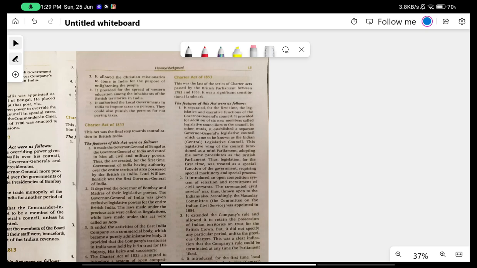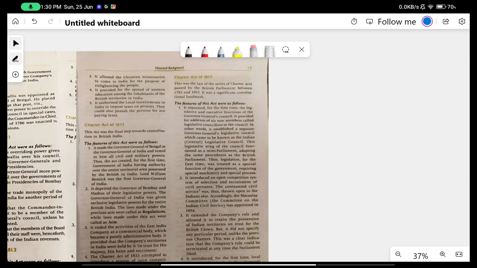And it also said that the company's territories in India were held by it in trust of His Majesty, his heirs and successors. So it says that all the company's territories are in the name of the British government. They belong to the British government, to the monarch of Britain and his successors. And the company is just an instrument. It officially said now that the company is only an instrument through which we are ruling over Indian people. And in reality, the land of India belongs to the monarch of England. Not England, sorry, Britain.